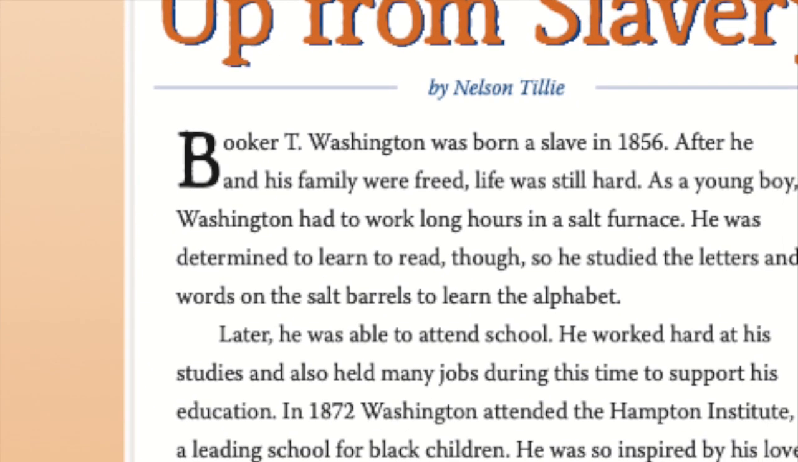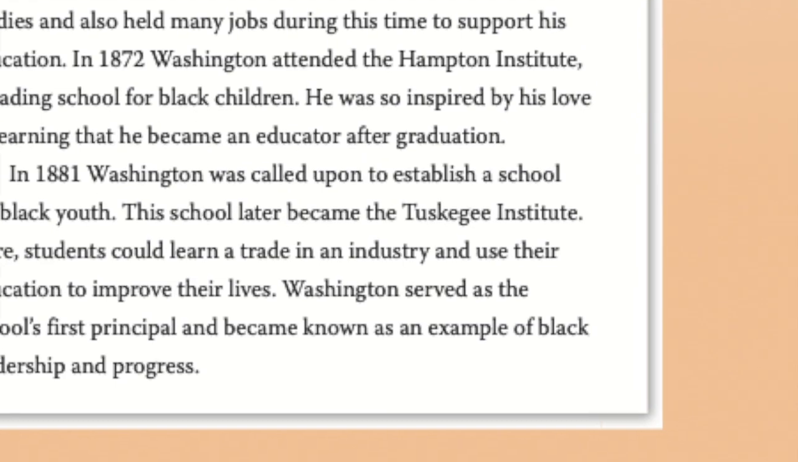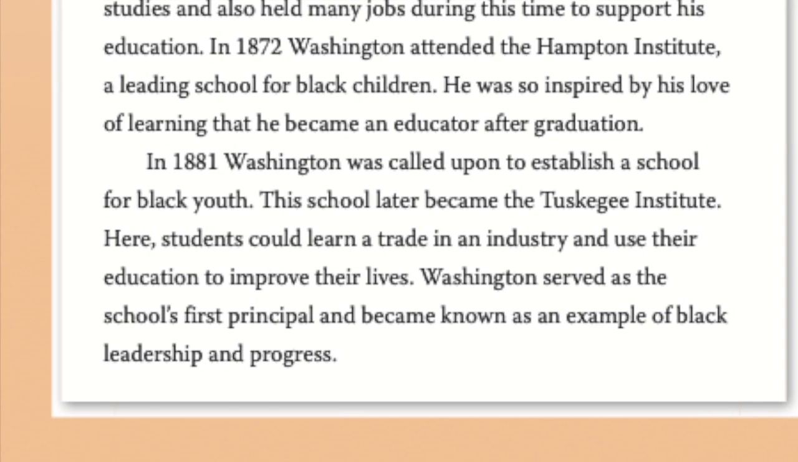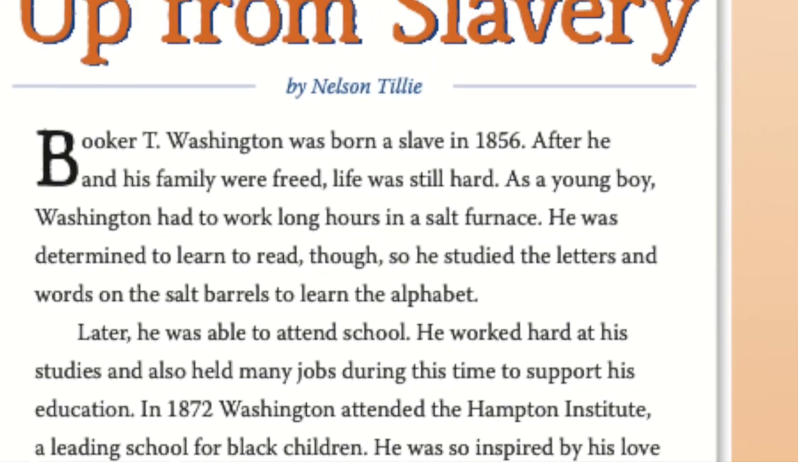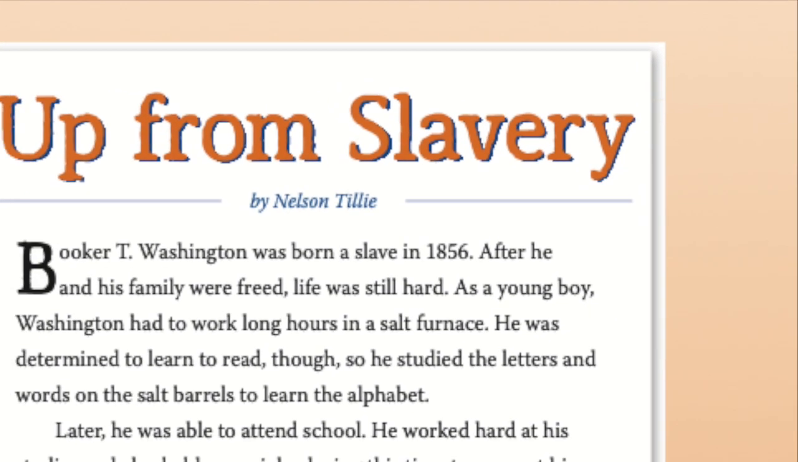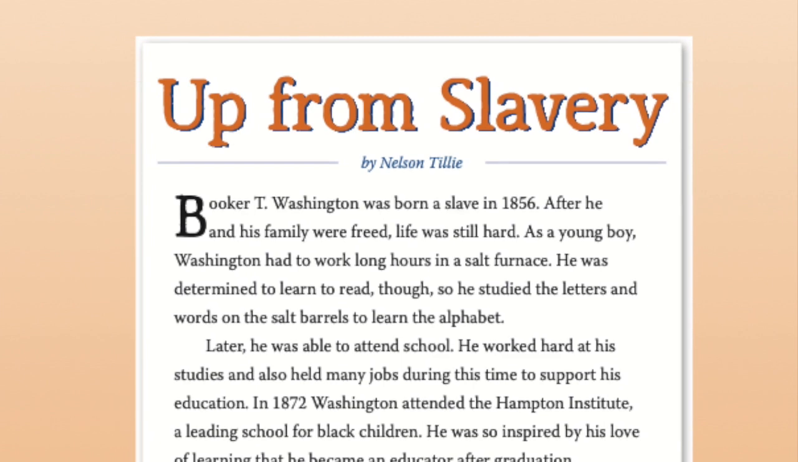Now let's repeat this process with another example. Okay, so again I start with step 1, checking for clues, starting with the title, Up from Slavery, and then the author, Nelson Tilley, who I've never heard of. I don't see any visual clues, and I also don't see any bolded text.